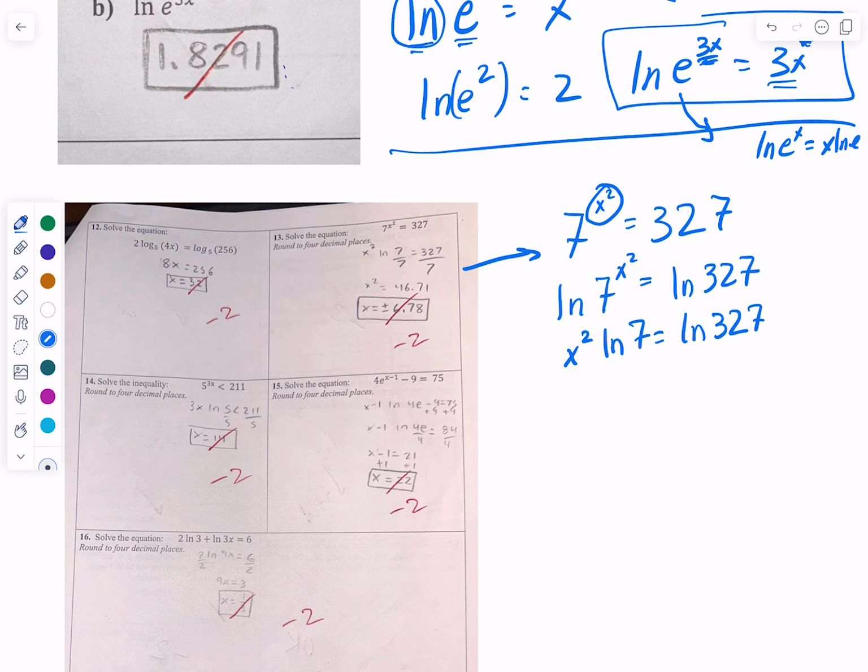So now I can say, well, x squared is equal to log of 327 over log of 7. And so now I can say, well, x is equal to the square root of log 327 over log of 7. And now you just got to type this thing into your calculator, right? And you go log, I'm just typing this into my calculator and I'll tell you what I get. Hopefully you get the same thing.